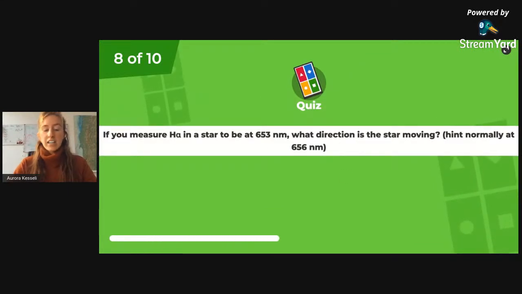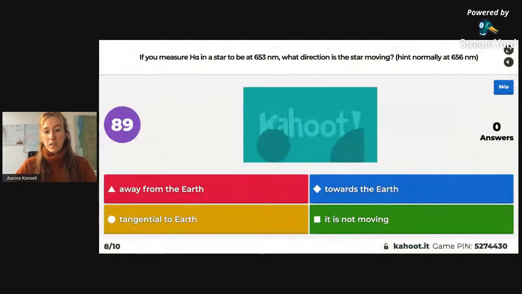If you measure H alpha in a star to be at 653 nanometers, what direction is the star moving? And the hint is that normally H alpha is at 656 nanometers. So is the star moving away from Earth, towards Earth, tangential to Earth, or it's not moving?